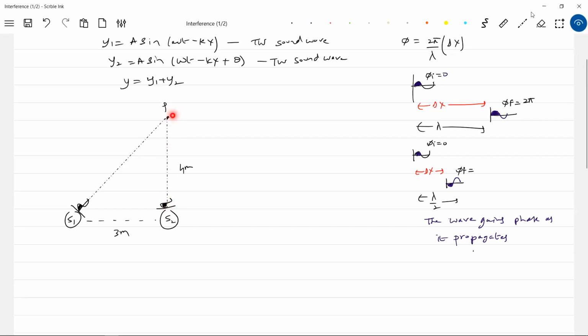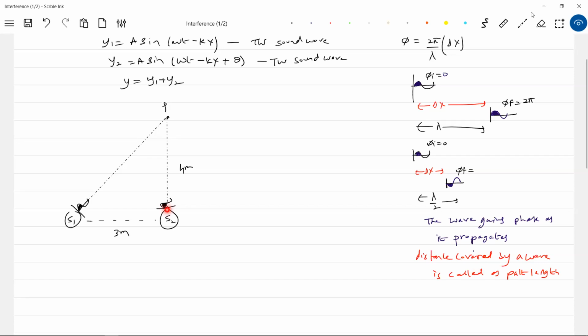So I'm using the word path length. What do you mean by that? The distance covered by the wave is called path length. Are you getting the idea? Distance covered by a wave is called a path length. So I'll be using this technical term. What is the path length of the wave? Means how much of distance it has covered or how much of distance it has propagated. Please do get familiar with the words first.